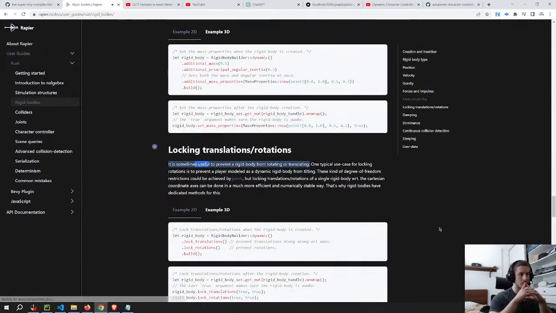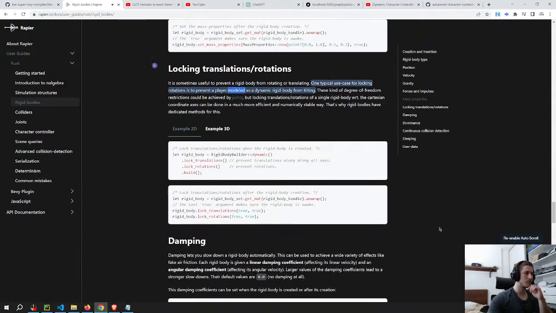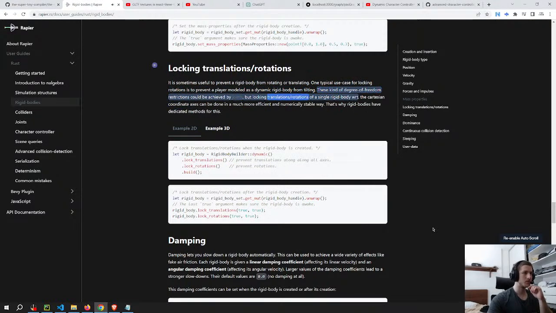Locking translation/rotations. It is sometimes useful to prevent a rigid body from rotating or translating. One typical use case for locking rotations is to prevent a player model, as a dynamic rigid body, from tilting. These kinds of degree of freedom restrictions can be achieved by joints, but locking translation/rotations of a single rigid body with respect to the Cartesian coordinate axes can be done in a much more efficient and numerically stable way. That's why rigid bodies have dedicated methods for this.